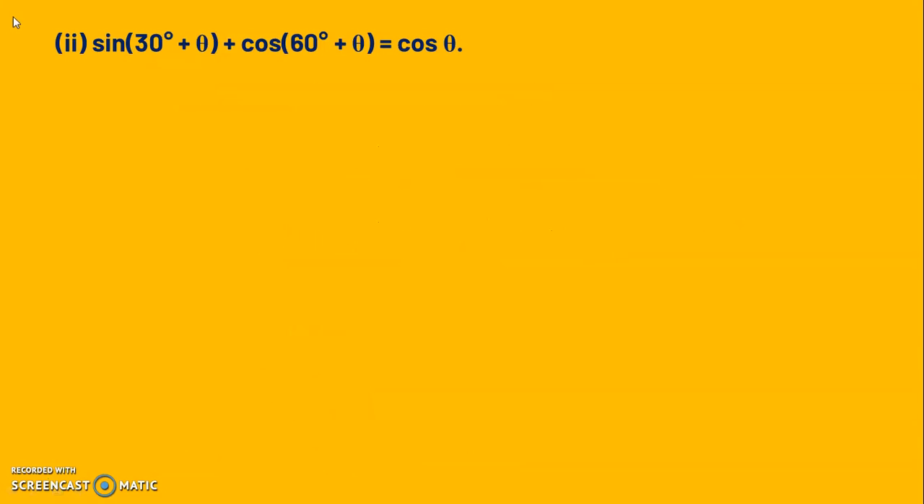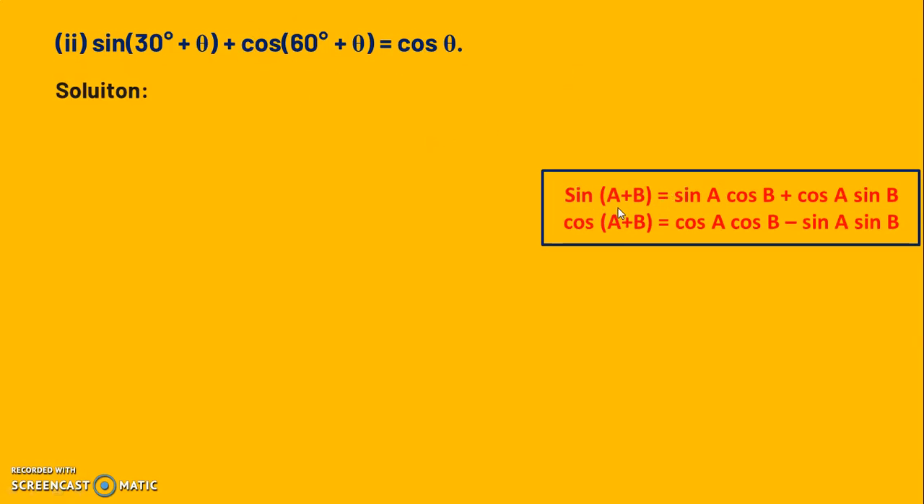Then we will move on to the second subdivision, that is sin(30° + θ) + cos(60° + θ) = cos θ. Here our sin(a+b) and cos(a+b) are there. Okay. So first we need the formula for sin(a+b) and the formula for cos(a+b). That is, sin(a+b) is sin a cos b plus cos a sin b, and cos(a+b) is cos a cos b minus sin a sin b.